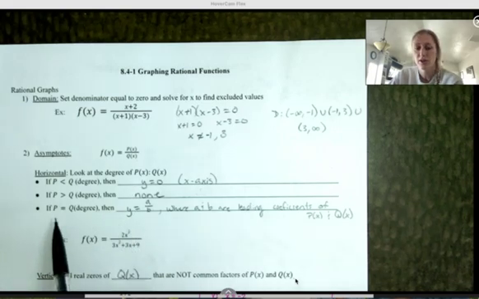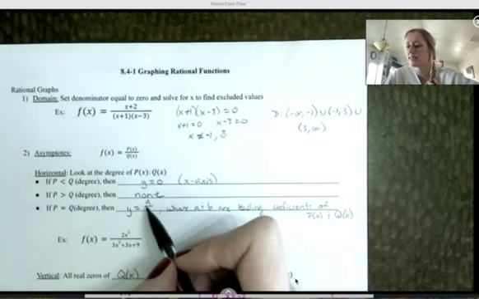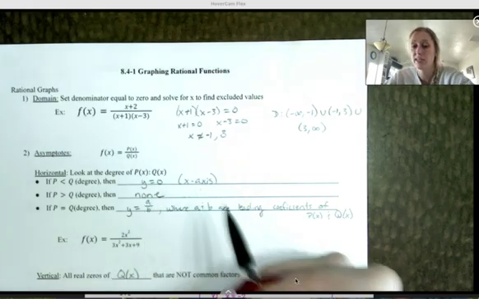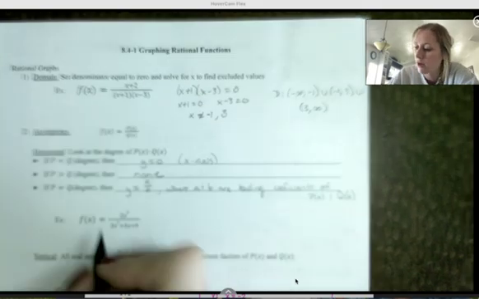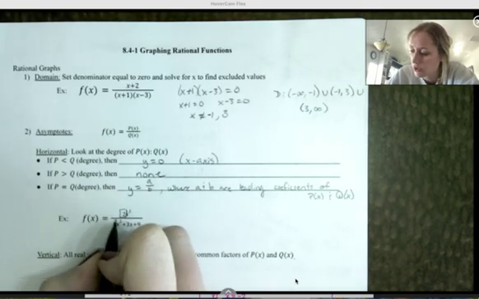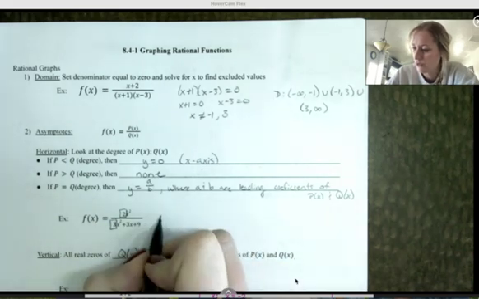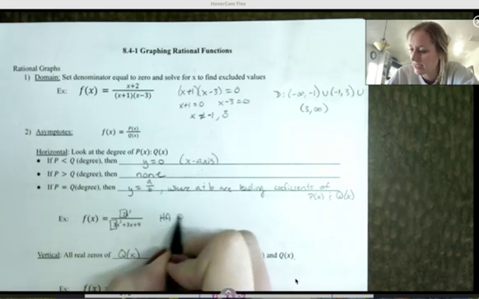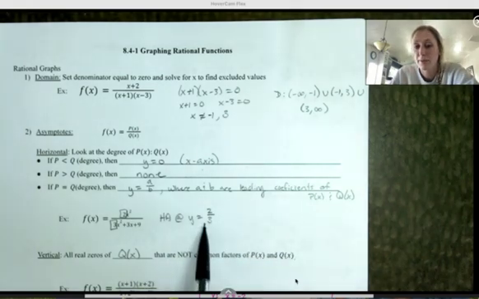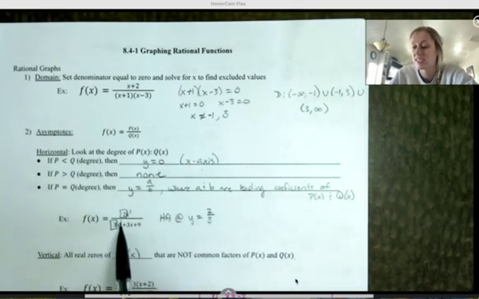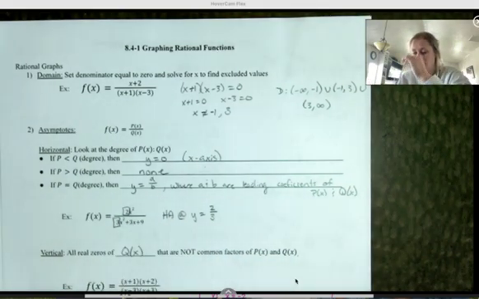And if the degrees are equal, we're going to get a ratio of the leading coefficients. So this would be an example of that. Here, my degrees are both 2. So when they're equal, I just look at the leading coefficients, 2 and 3. So I would have a horizontal asymptote at y equals 2/3. That happens when the degrees are the same on the top and bottom.